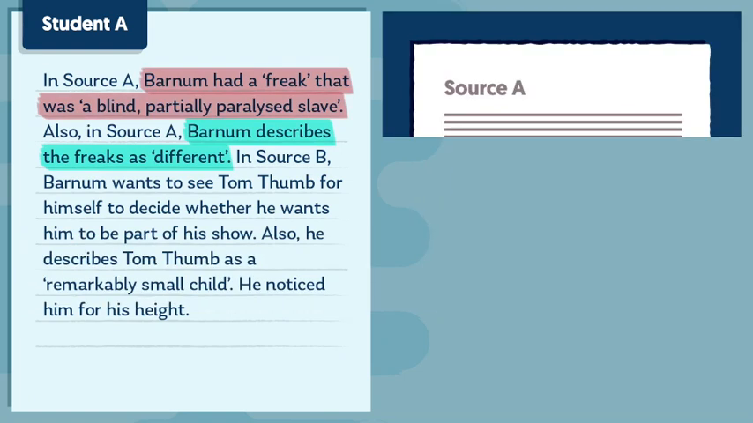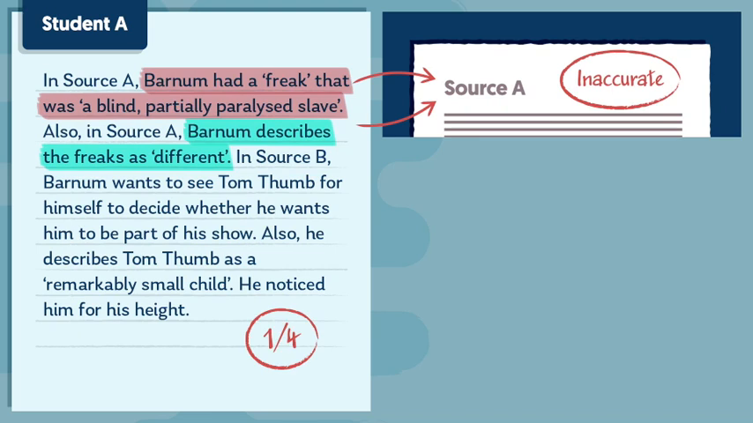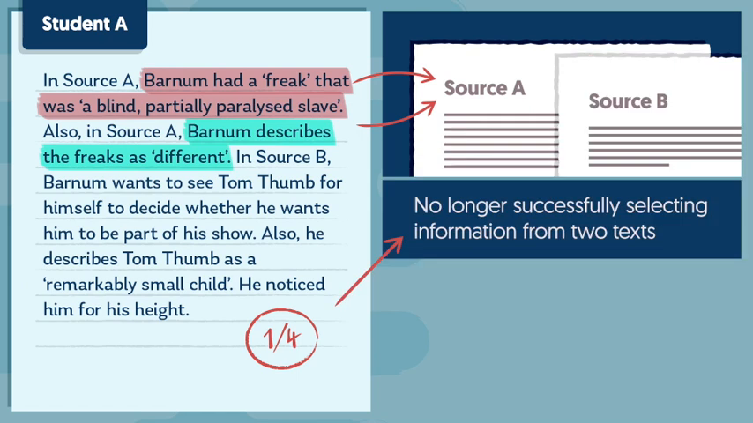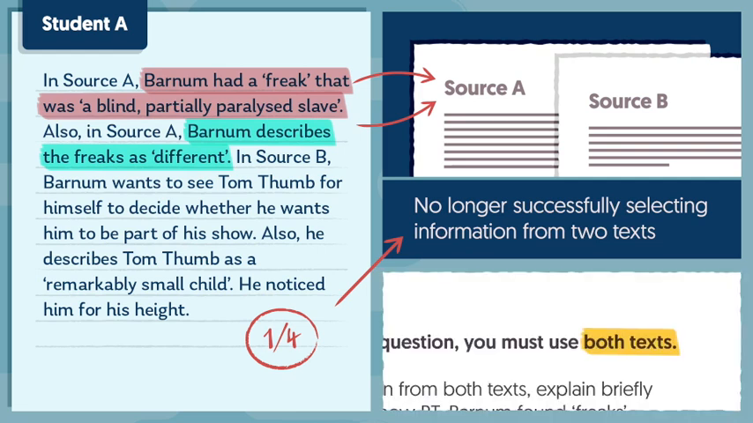Because both of the points on source A are inaccurate, we already know this student is going to be limited to 1 mark, regardless of how many answers they get right from source B. This is because they're no longer successfully selecting information from 2 texts, which is what the question requires.